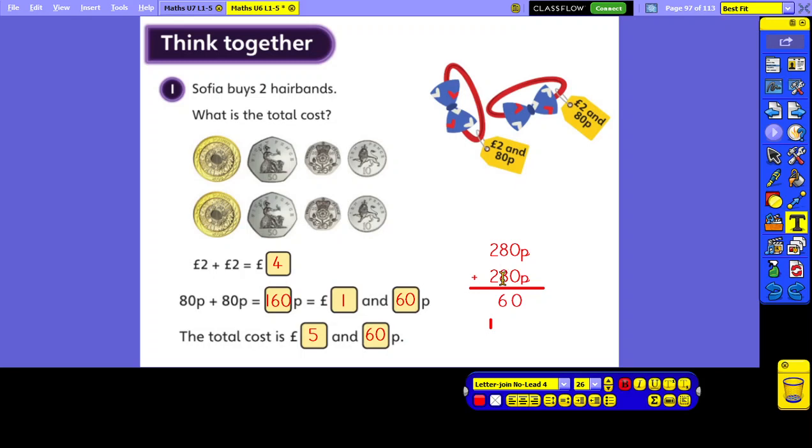And then 2 add 2 is 4, add my 1 at the bottom would give me 5, and I would put that in there under my hundreds. So my answer would have been 560p, and that's the same as £5 and 60p. Okay.